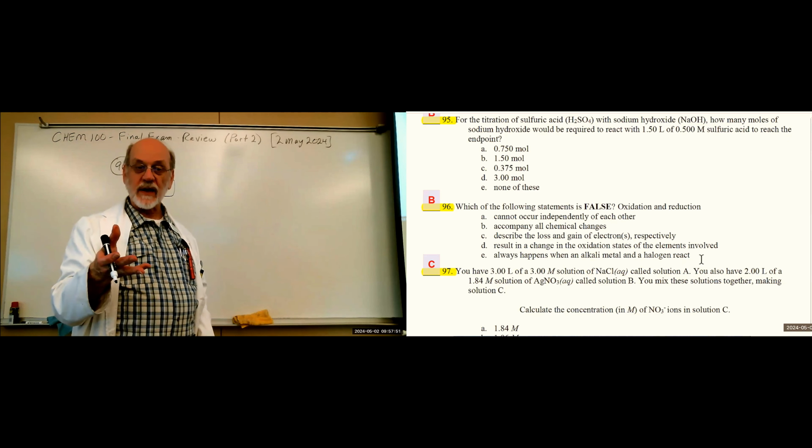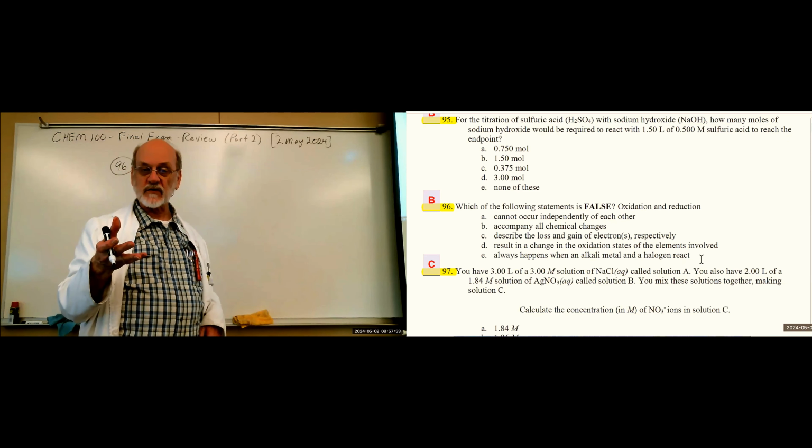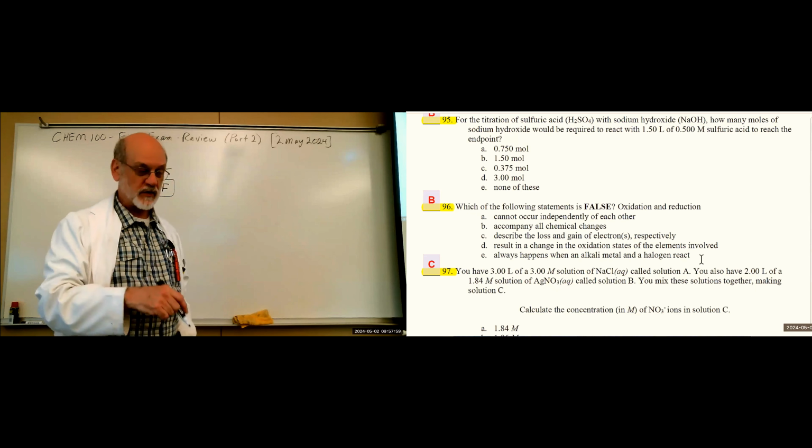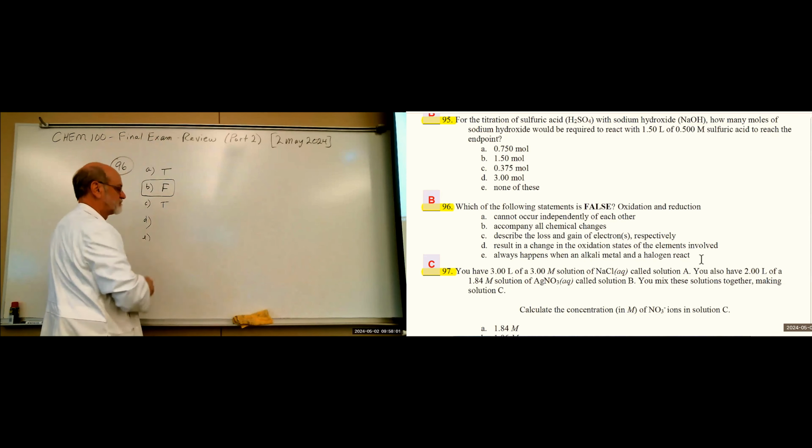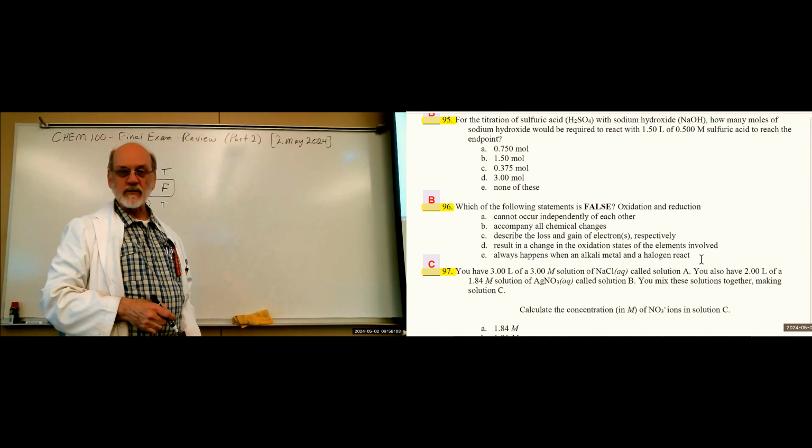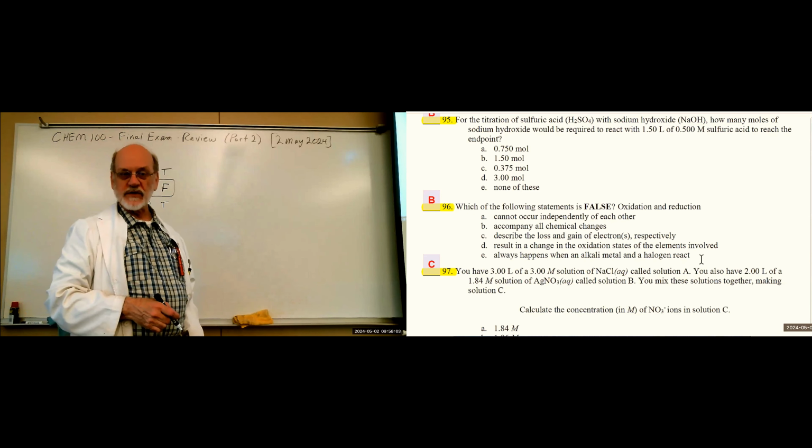Oxidation reduction describes the loss and gain of electrons respectively. Oil rig, oxidation is loss, reduction is gain. So C is true. D, result in a change in the oxidation states of the elements involved. Absolutely. Every time. And E, always happens when an alkali metal and a halogen react.